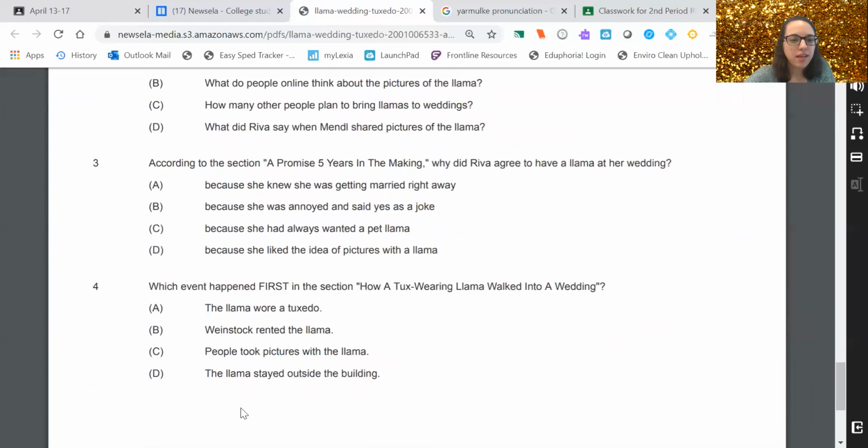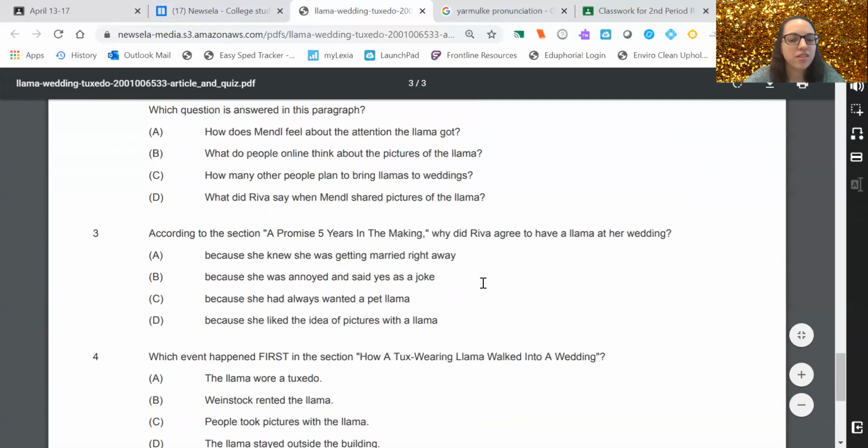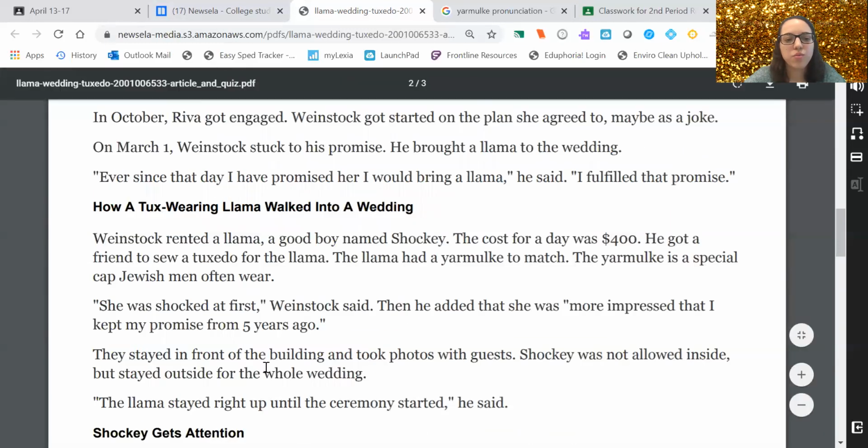And number 4 says, which event happened first? Not in the whole article. Remember to read everything, even annotate. Remember I say even annotate in the questions, okay? It won't let me do it on the PDF, but you can highlight and click the highlight to make sure you know where it came from. So which event happened first in the section, how a tux-wearing llama walked into a wedding? Don't let it confuse you. What happened first in this section of the article?